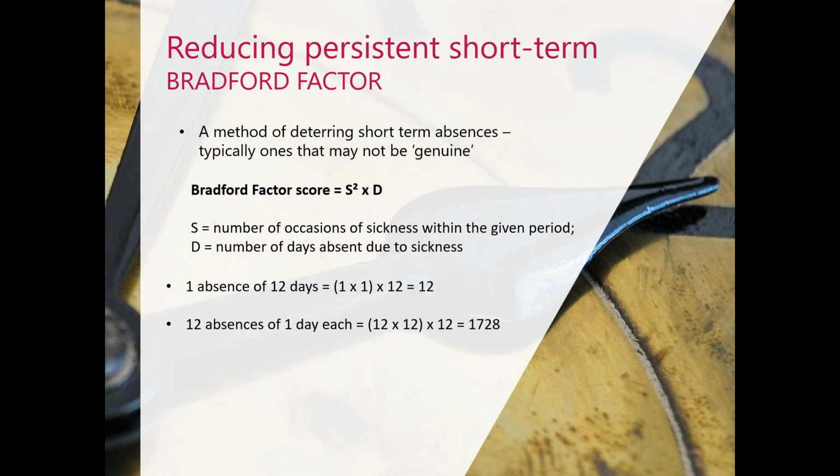12 versus 1,728. This person with the longer term sickness issue is flying under the radar, whereas this person who is having 12 instances of absence over 12 days altogether is generating a hugely significant score. So this would highlight to you immediately and very clearly that you've got somebody with a persistent short-term absenteeism problem.